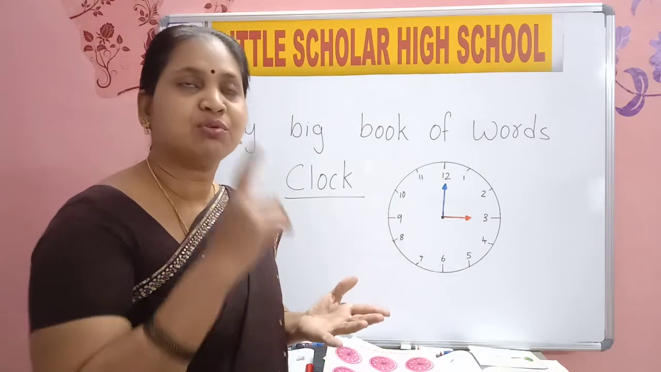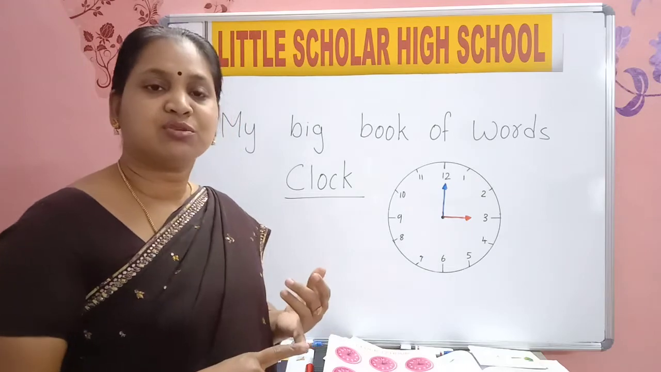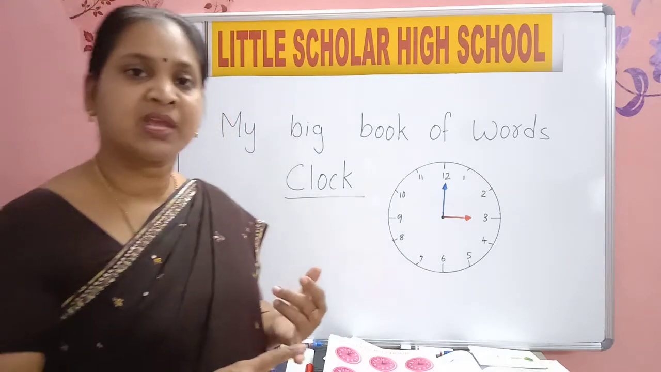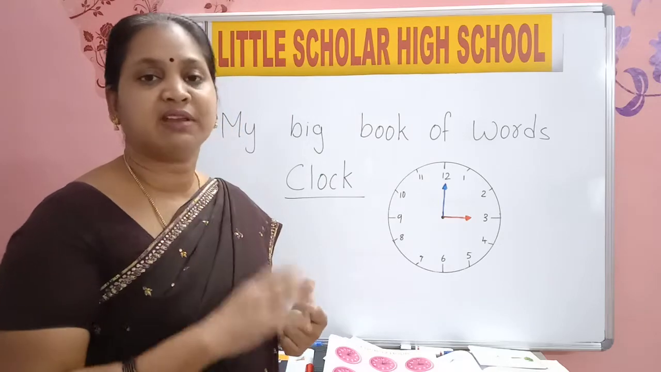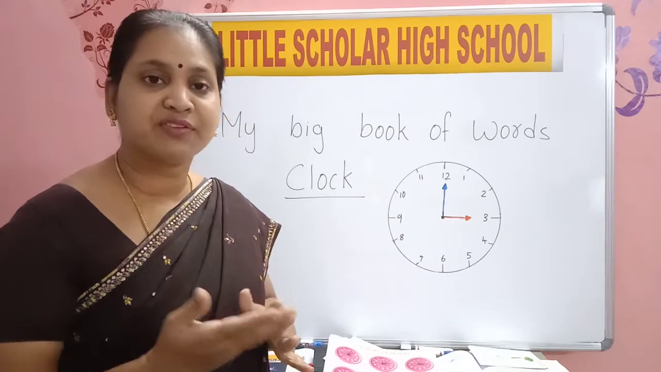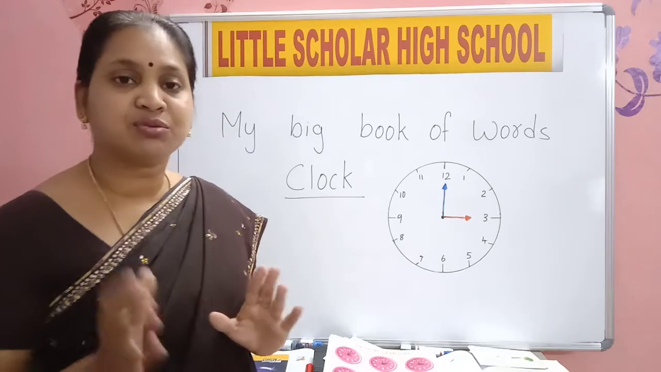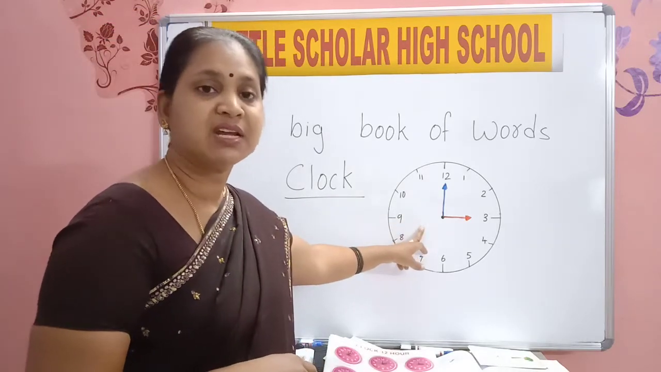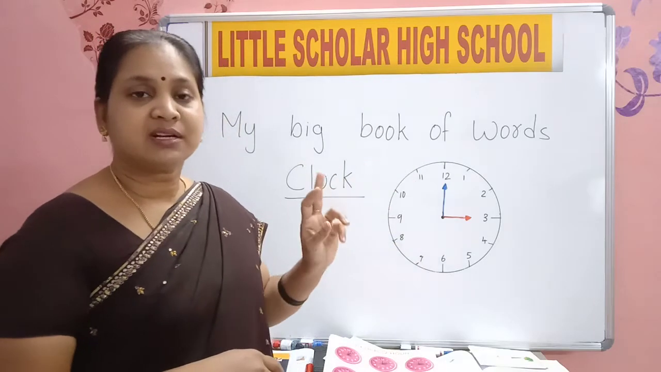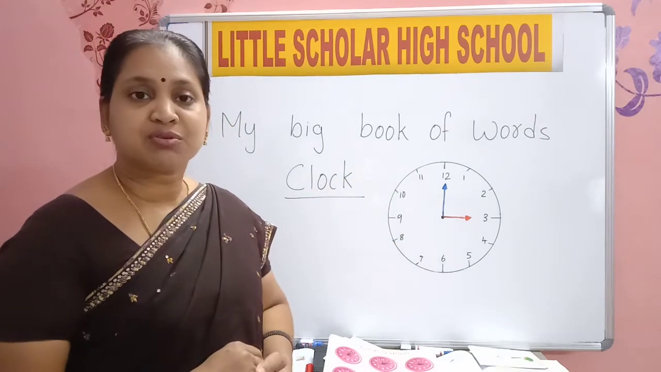To go to school, you will see the time and according to that you will go to school. To go somewhere out, you will see the time. When your parents are going out, they will be watching the time. If they want to go to office, they will see the time and according to that they will go out. So time is very important in our life. You should learn how to read the time.